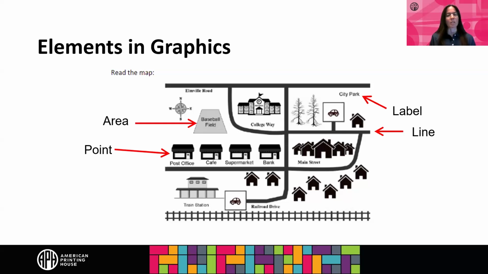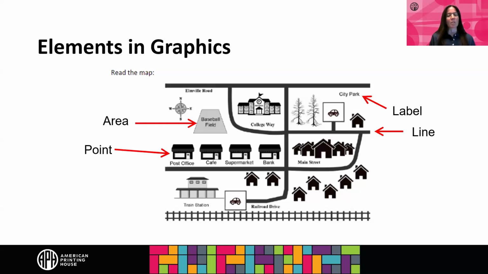The third of the elements is points, and a point is a specific place on a graphic. So on this map, that could be the post office, or it could be the supermarket. Other examples are location of a city, or a bus stop, or an oil well, or a point in a line graph for mathematics, or in a science diagram, something small like a gland.